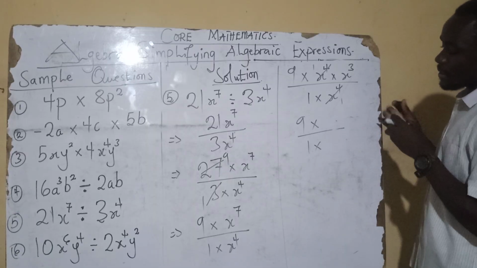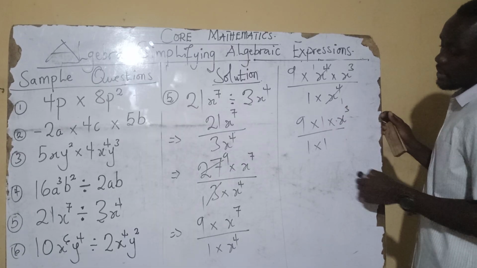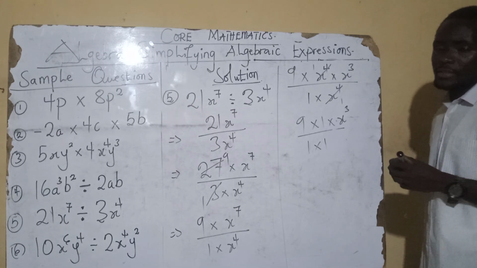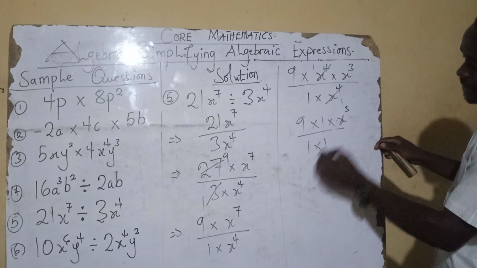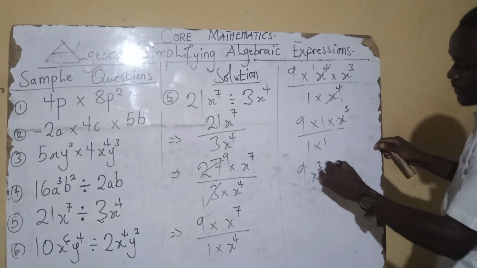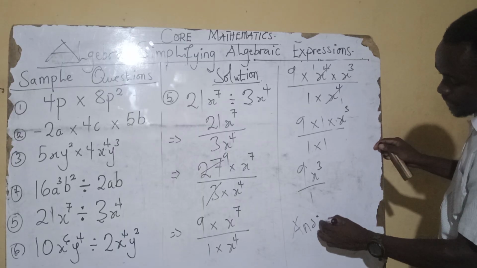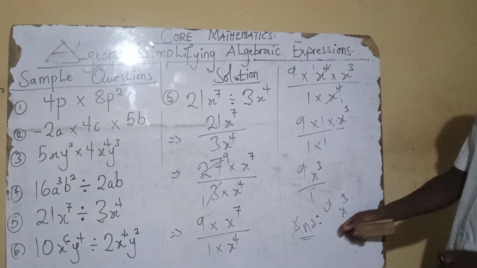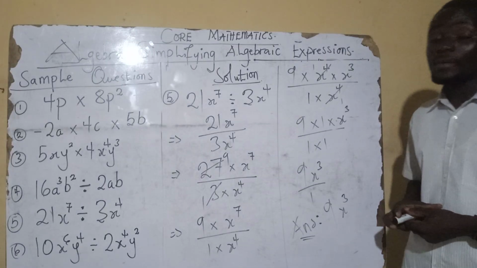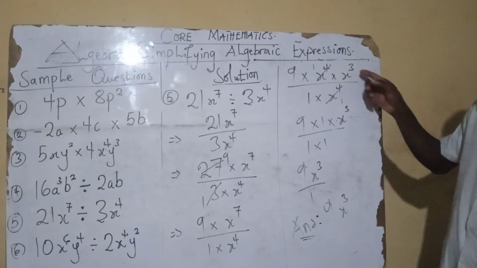So I'm going to get 9 times 1 multiplying x power 3. And here that. Are we good? Very good. So here to continue, when we multiply, we are getting 9x power 3 all over 1. And this is the same as, let's write our answer, 9x power 3. So this then becomes our final answer. This I believe we are good. Very good.